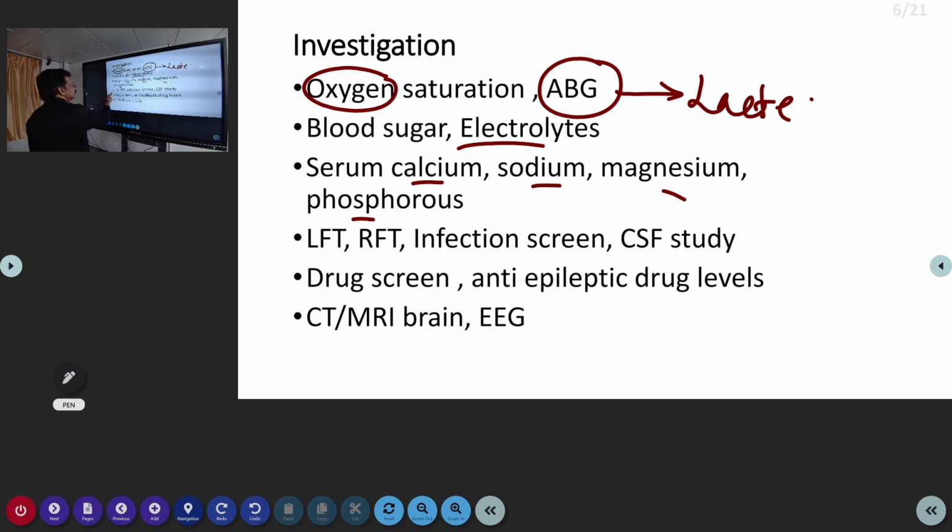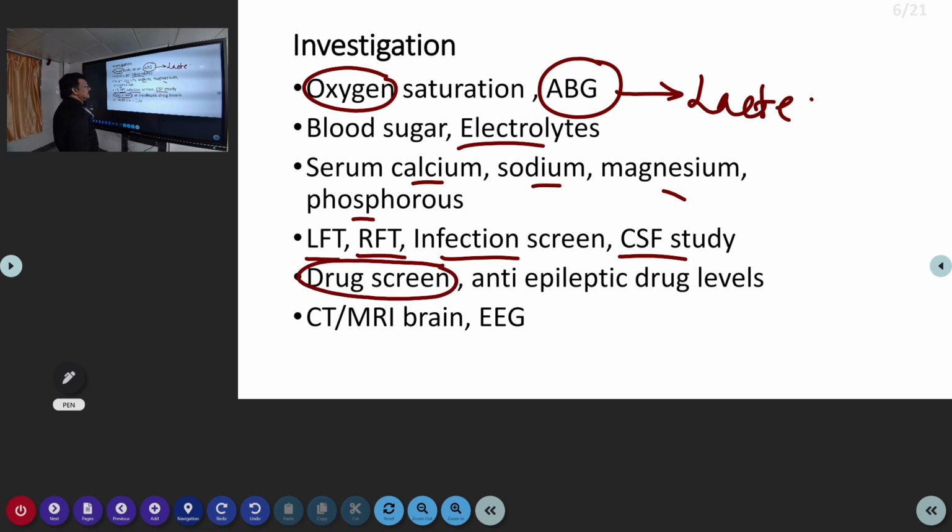Then liver function test, because hepatic encephalopathy is one important thing, uremic encephalopathy, renal function test, infection screen, especially meningitis, encephalitis. CSF study may be required in patients who have features of encephalitis or meningitis. The recreational drug screen is very, very important.